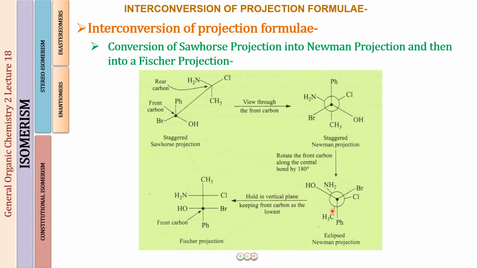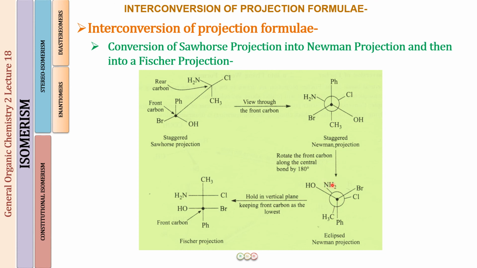And when we do it for the Newman, well, if supposedly we rotate the front carbon along the central bond by 180 degrees, the pH group which was above, this will come below. The bromine and the OH, they will go above but onto the opposite side. That is going to make it a complete rotation of 180 degrees. So now you can see that bromine, when it is going to rotate by an angle of 180 degrees, it is going to go on to its opposite side. So it is going to be over here.